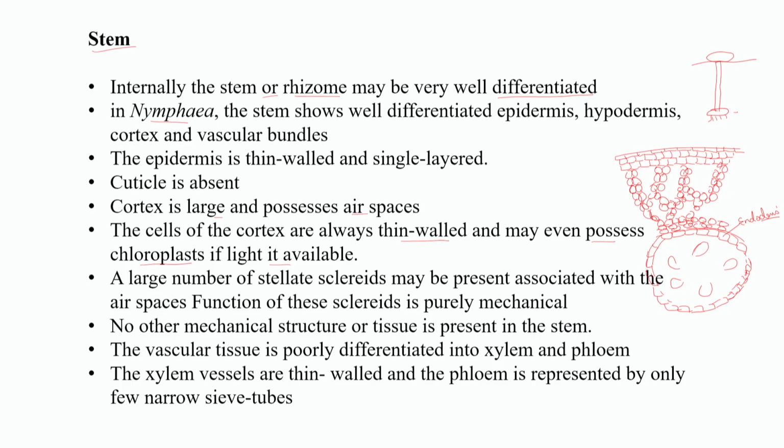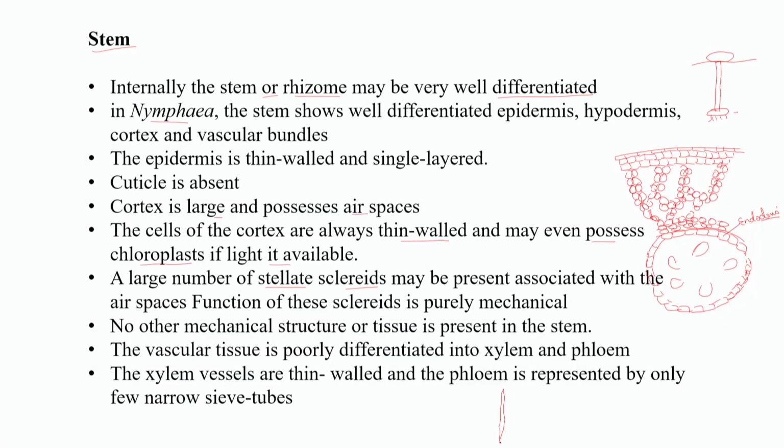Now this is also important: a large number of stellate sclereids, which we have also discussed. See, a sclereid is what? It is sclerenchyma, but unlike fibers, it is not elongated. Fibers were elongated sclerenchyma, whereas sclereids were stellate. If we talk about stellate, they were star shaped sclereids. We have also discussed brachysclereids, which had different shapes. So all these sclereids have irregular shape.